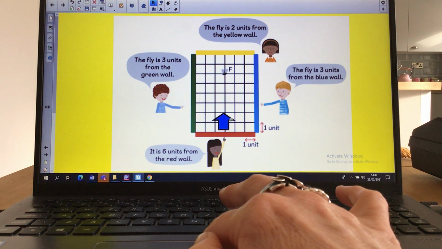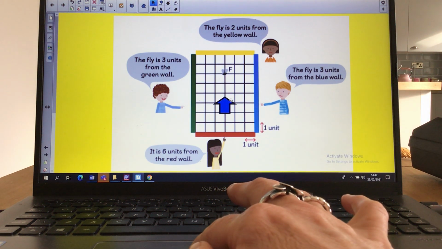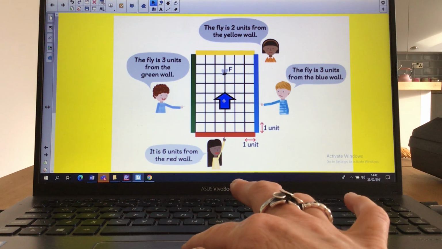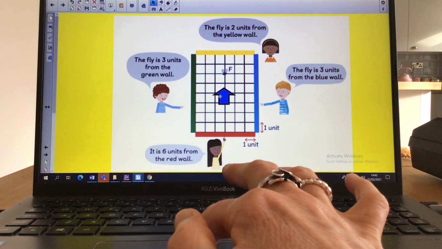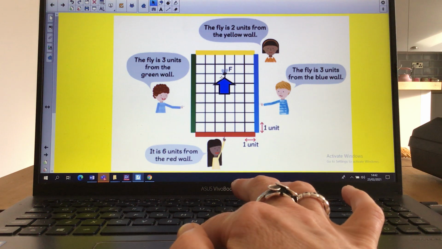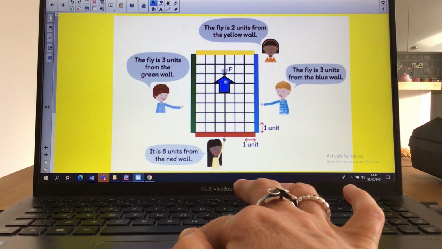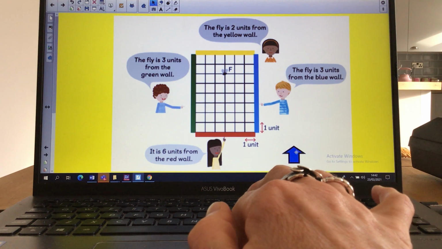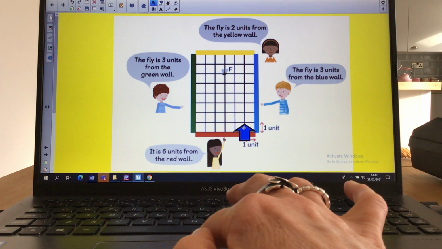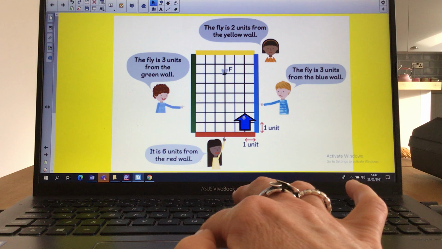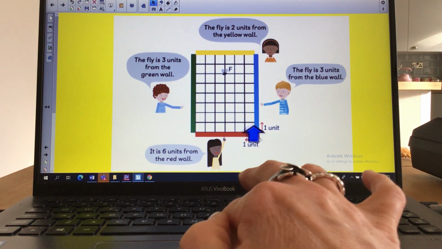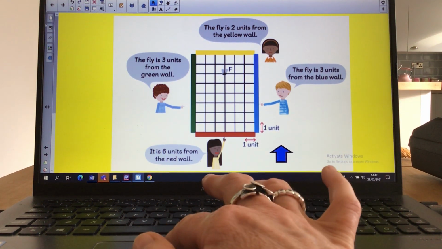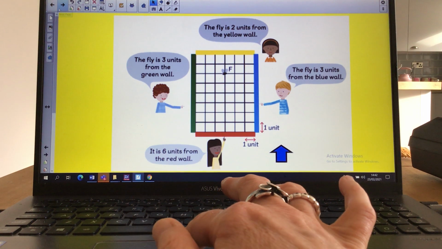1, 2, 3, 4, 5, 6. Yes, if my mouse would work better, it would be definitely 6, children, okay? And can you see I'm actually counting the actual corner each time, sort of like where the spot or where the fly would be, rather than the actual grid, the actual square.